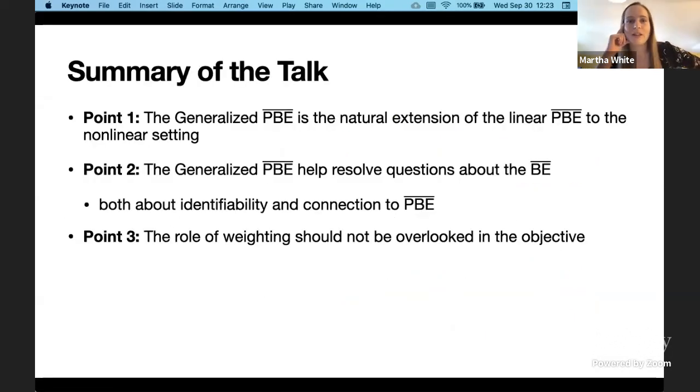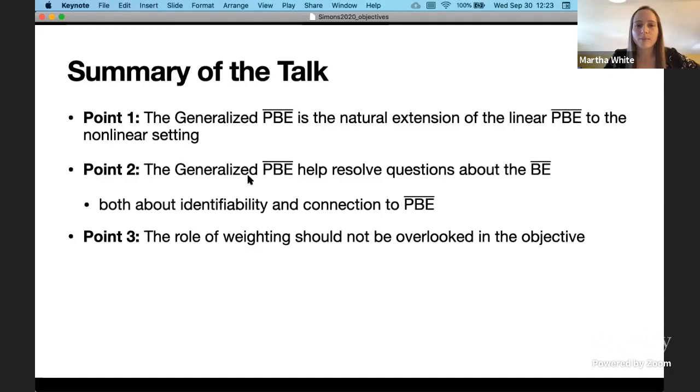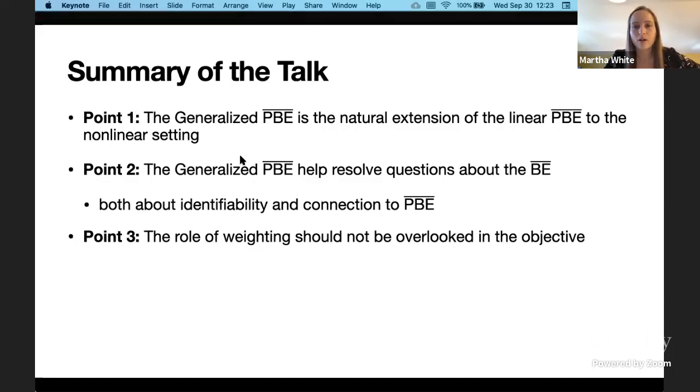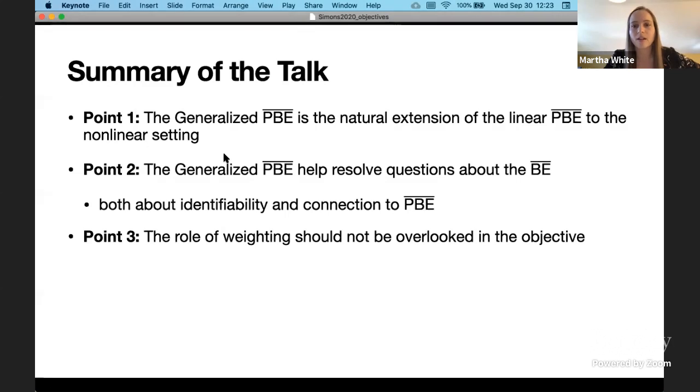Okay, so let me conclude with a summary. These are the main points that I wanted to get across today. One is that the generalized projected Bellman error is a natural extension of the linear projected Bellman error to the nonlinear setting. There's this additional nice benefit that this projected Bellman error helps resolve questions about the Bellman error, both about identifiability and how it's connected to the linear projected Bellman error. And whenever you're running these algorithms, the role of the weighting shouldn't be overlooked, because you might find it impacts your performance a lot.